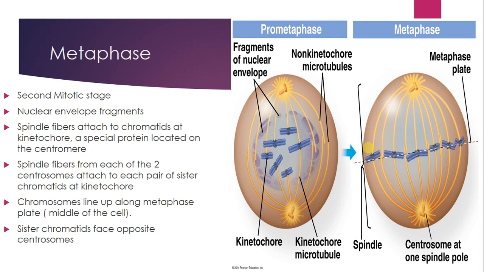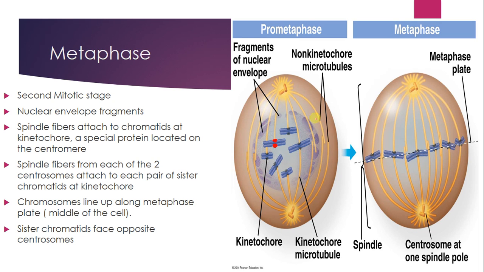Next is metaphase. The nuclear envelope, or the nuclear membrane, fragments, becomes no more. And that is to allow the spindle fibers to attach to the chromosomes at a place called the kinetochore. Now the kinetochore is just a protein that's on either side of the centromere where the spindle fibers can attach and anchor on. So that's what the kinetochore is. The spindle fibers from each of the 2 centrosomes attach to each pair of sister chromatids at the kinetochore.